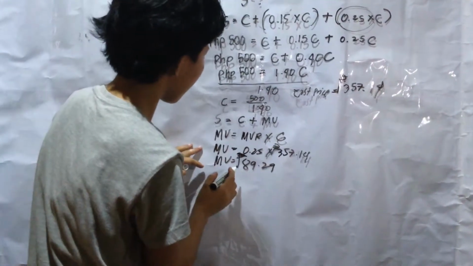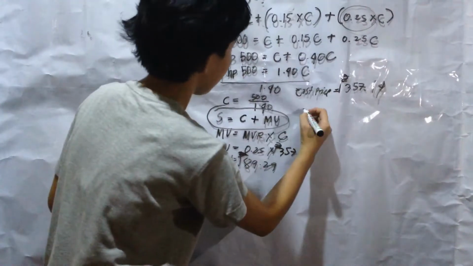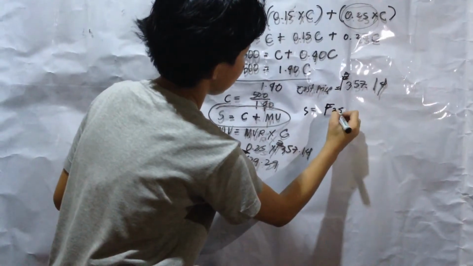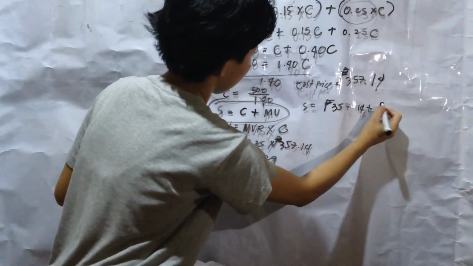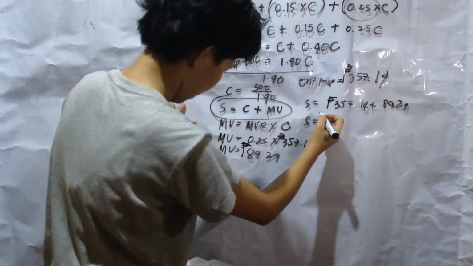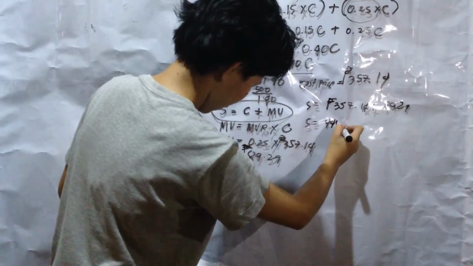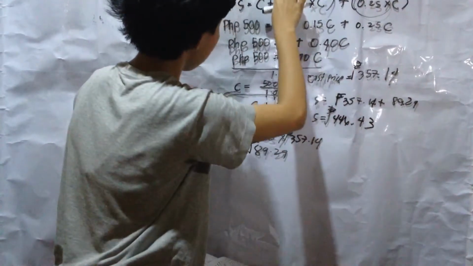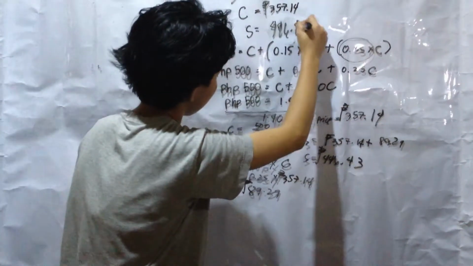Then, proceed na tayo dun sa formula ng selling price kasi meron na tayong markup. Ngayon, selling price is equals to cost, which is 357.14 plus natin sa 89.29. The selling price is equals to 446.43 pesos. So, ang selling price natin 446.43 pesos.